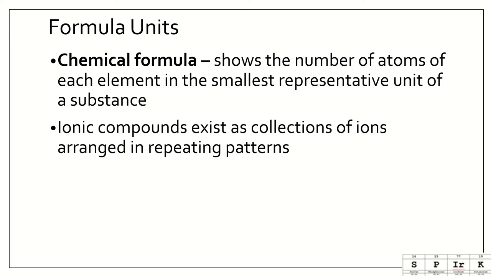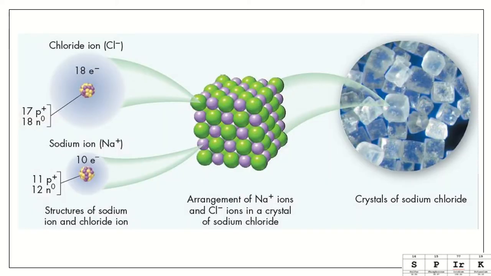So ionic compounds exist as collections of ions arranged in repeating patterns. So for example, sodium chloride. You can see here that the green spheres are the chlorine or the chloride ion, and the sodium ions are the purple. You can see here that this is 1 unit of sodium chloride. But then we see many units of sodium chloride, and they are arranged in a very specific pattern. And the way that they are arranged for sodium chloride is this crystal structure of a cube. And that is why when we look at crystals of sodium chloride, they are cubic in shape.